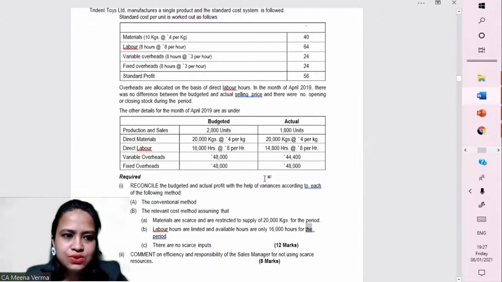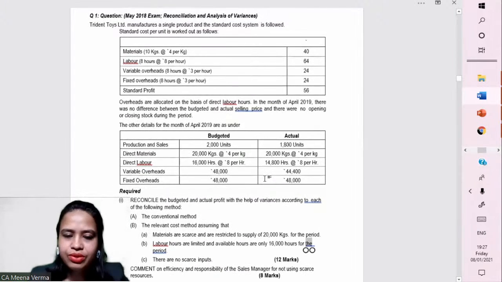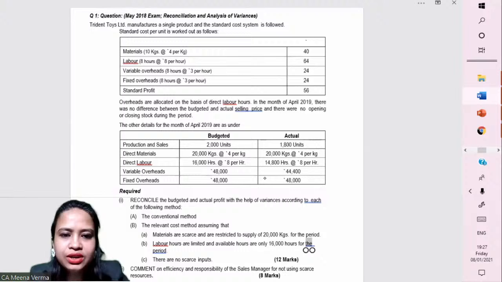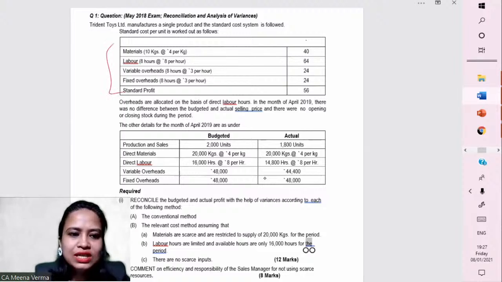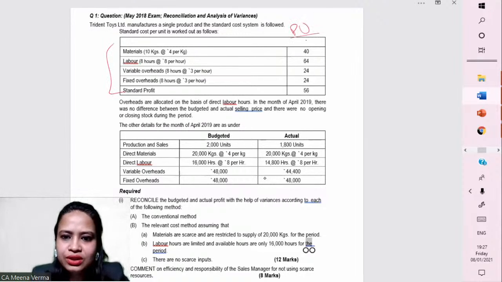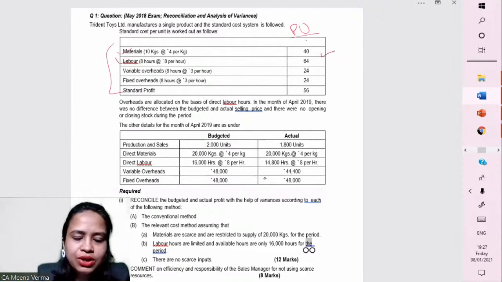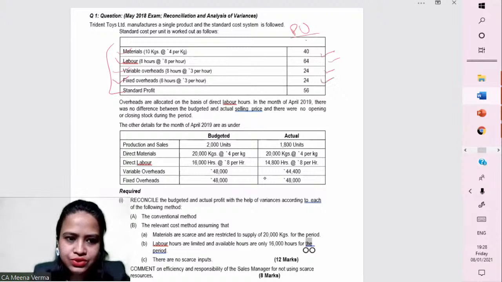Okay, let me discuss this question. Trident Toys Limited manufactures a single product and the standard cost system is followed. Standard cost per unit is worked out as follows. So these are the standard costs per unit: the material cost per unit, the labor cost per unit, the variable overhead per unit, the fixed overhead per unit. And the standard profit.